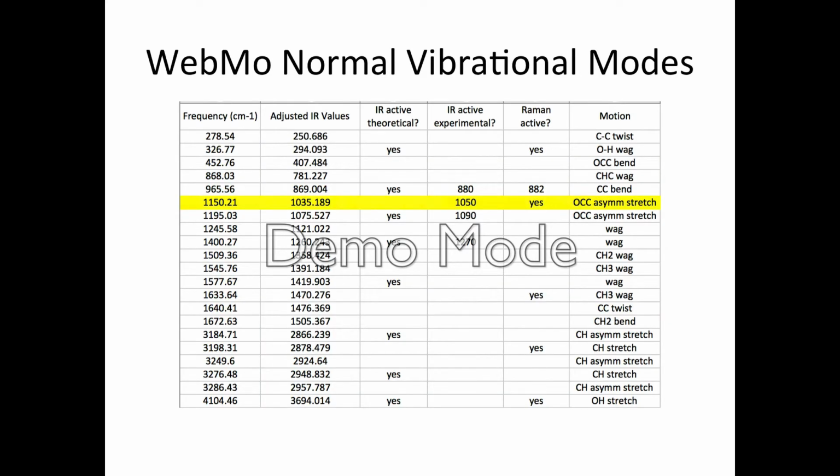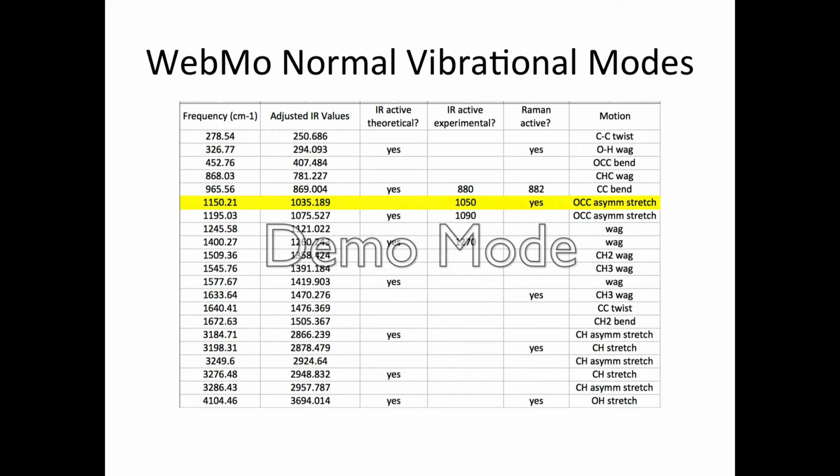Then we use WebMO to calculate the theoretical normal vibrational modes of ethanol. In the far left-hand column, we have the theoretical frequencies in wave numbers, and we adjusted the IR values by multiplying by 0.9 to get the adjusted IR frequency values in the second column.